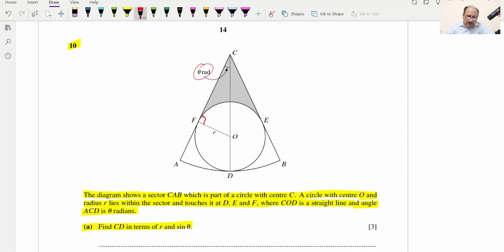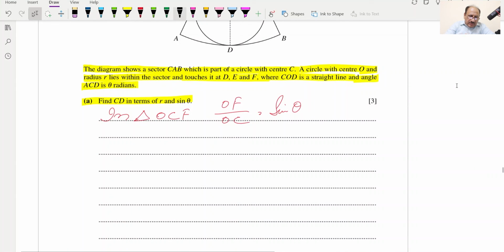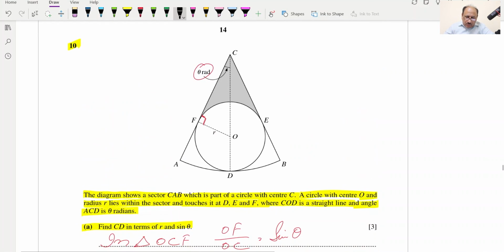So in triangle OCF, we can write OF over OC is equal to sine of theta. Sine of theta, this is in radians, and now we can rewrite it as OC is equal to OF. OF is basically r, so r over sine theta. So we found OC by considering this triangle.